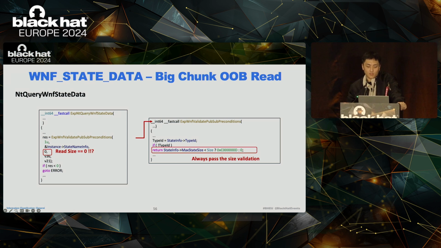We then reviewed the state data query function, which is used for performing out-of-bound read. Interestingly, this function passes 0 as the size when validating the data size, meaning that it always passes the validation against max state size. This allows us to still use the out-of-bound read primitive.